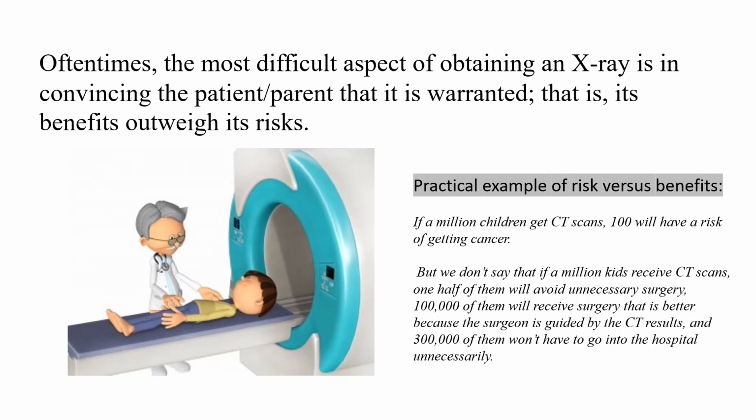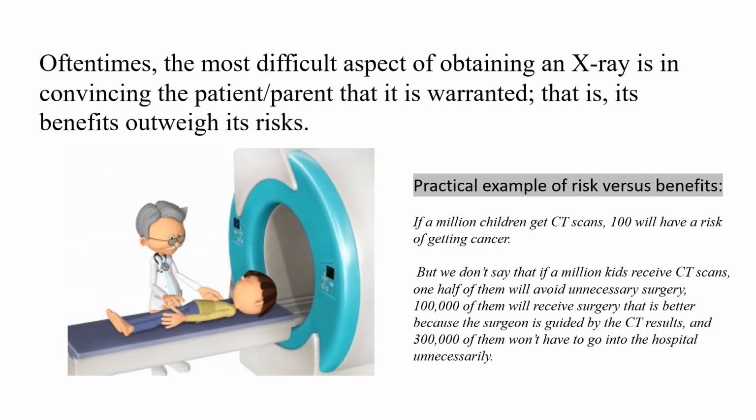Here we have a child that needs a CT scan prior to surgery. We will see that if 1 million children get CT scans, there is a possibility that 100 will have a risk of getting cancer. That is simply a possibility. That does not mean that all 100 of them get cancer. But this is what the person usually looks at.